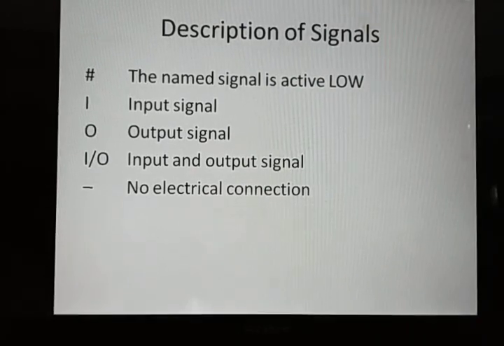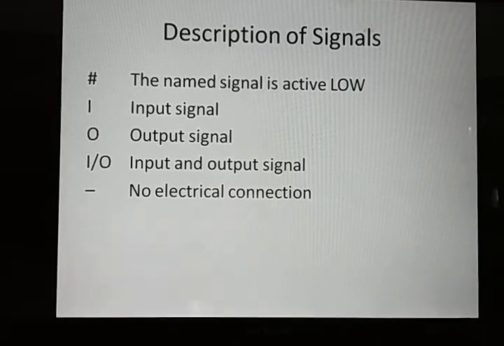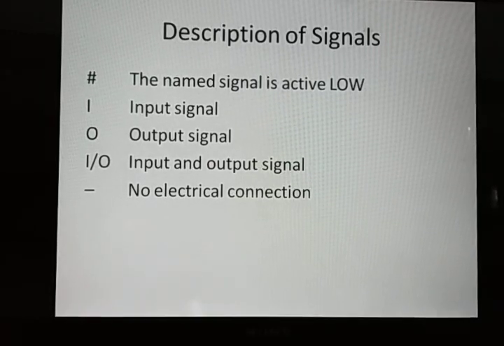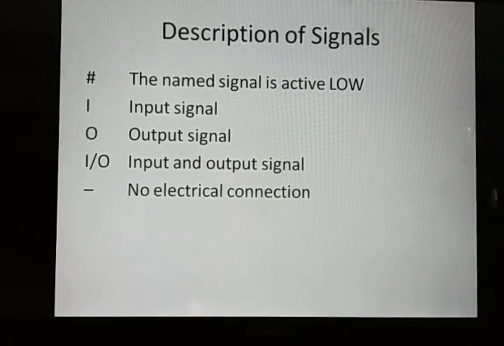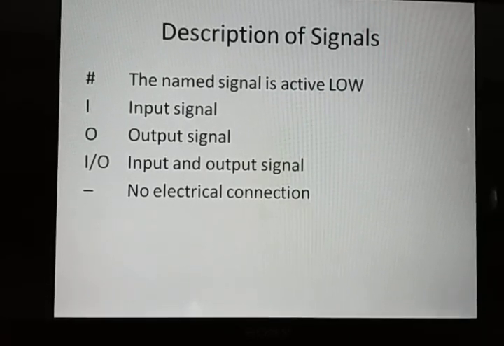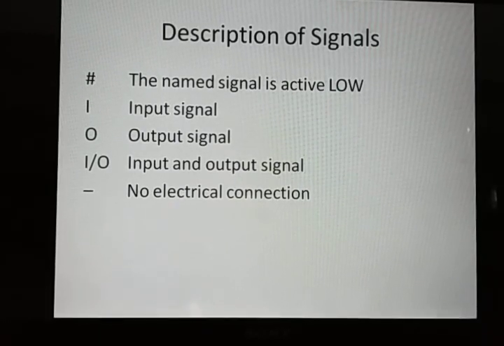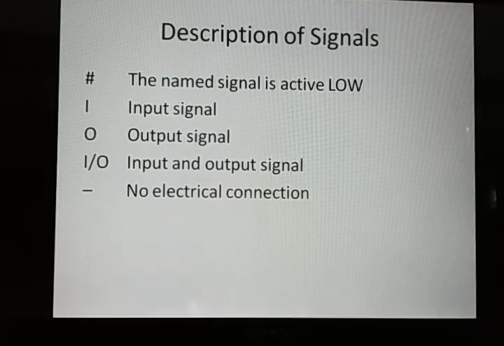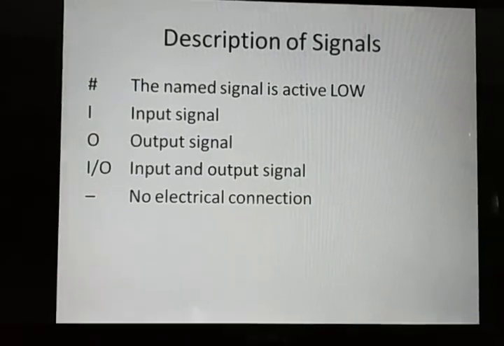So, the description of the signals. Before starting the description, we first have to remember or notice these things. H represents the low active signal, I represents the input signal, O represents the output signal, I/O represents the input and output signal, and dash represents no electrical connection.